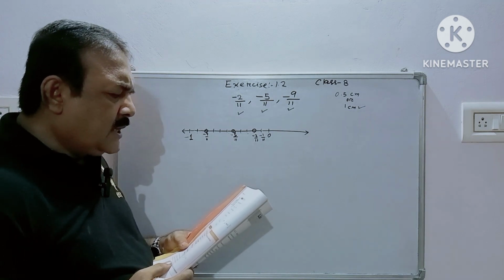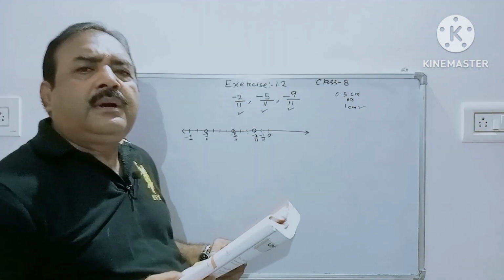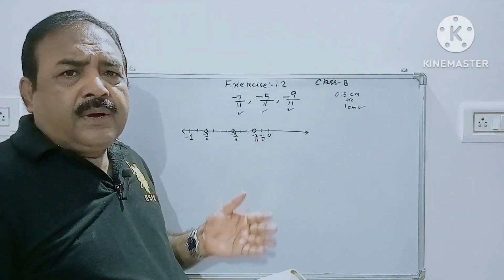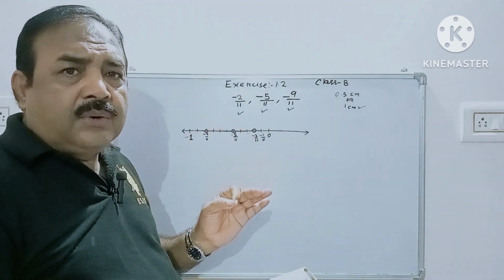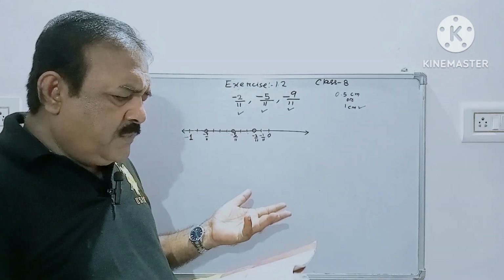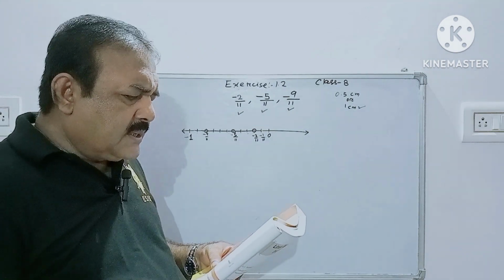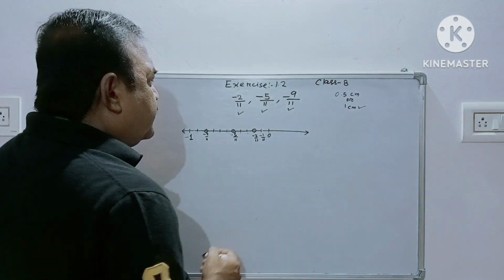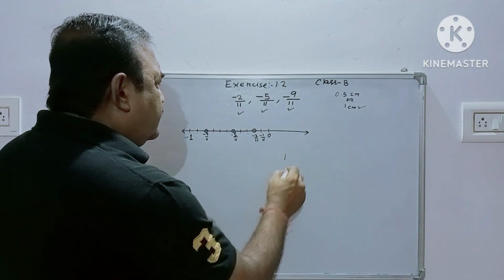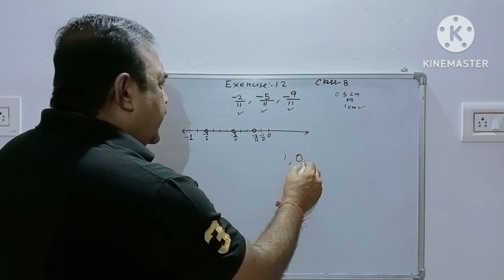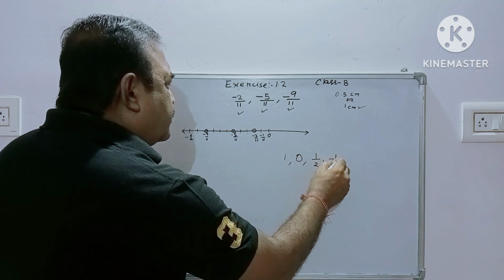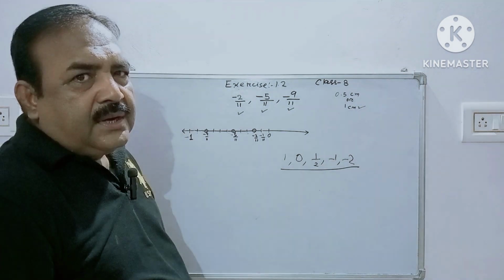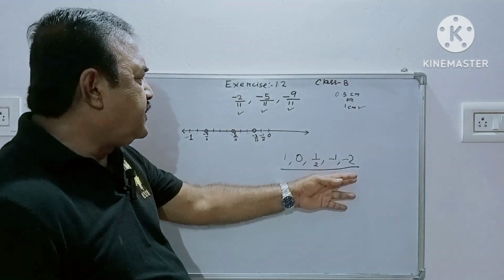Write 5 rational numbers which are smaller than 2. You know what a rational number is? If you can write a number in the form p upon q, where p and q are integers and q is not equal to 0, that's a rational number. So we have to find 5 rational numbers which are smaller than 2. You decide. Smaller than 2, you may take 1, you may take 0, you may take half, you may take -1, you may take -2. All these values are less than 2 or not? Yes, all are less than 2.